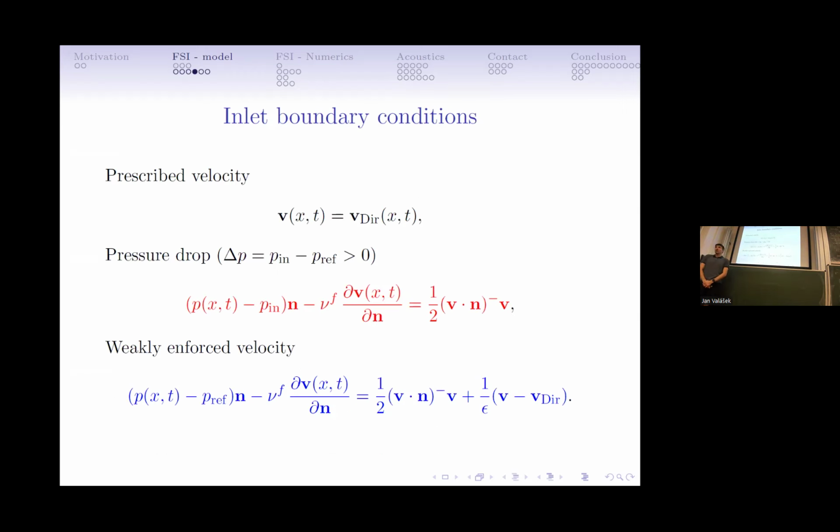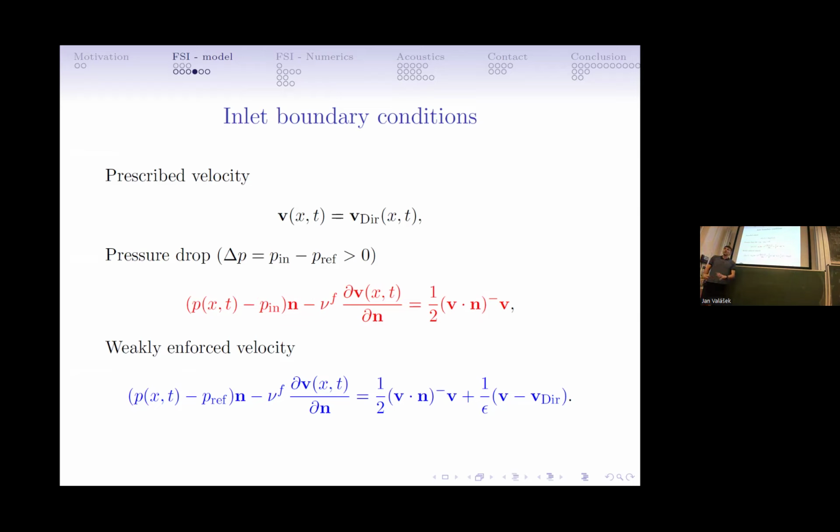Concerning the inlet boundary conditions, there are multiple options we can use, and let me introduce 3 options. There is the classical choice, which is just to prescribe some profile at the inlet part of the boundary. This is one possibility, or what is also quite commonly used is to prescribe some pressure difference between the inlet part of the boundary and the outlet or reference part of the boundary, and this can be realized by the do nothing or directional do nothing boundary conditions just by choosing some constant value at this position.